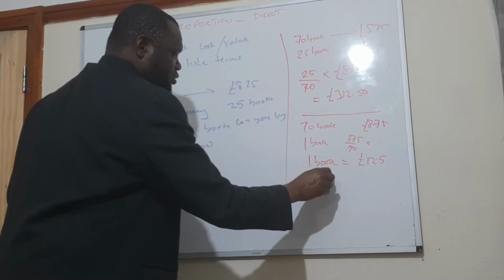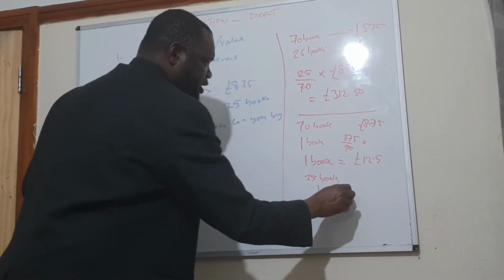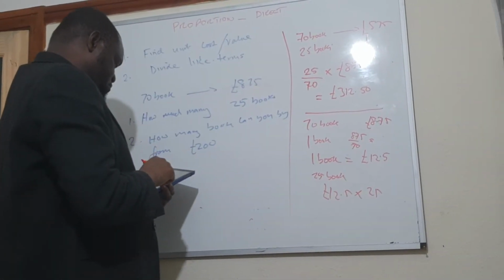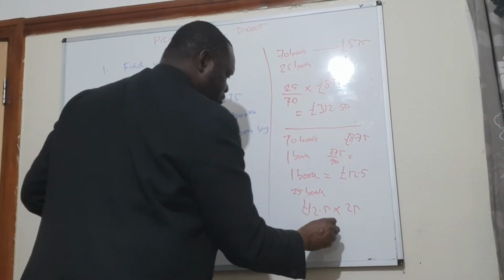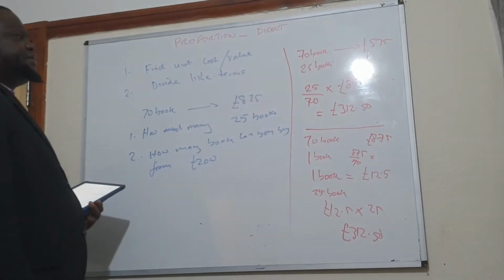Now, if one book is 12.5, how much will 25 books cost? So it will be 12.5 pounds times 25. I multiply this by 25, and it's the same thing. 312.5. Now do you see the difference?